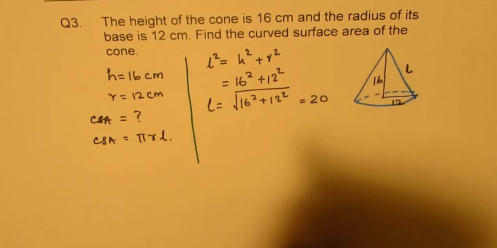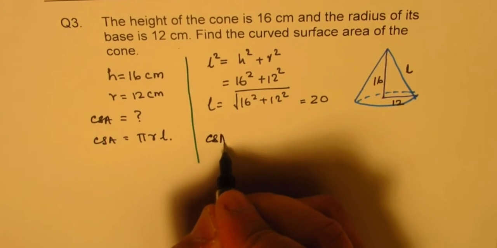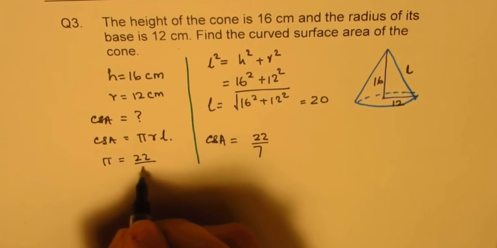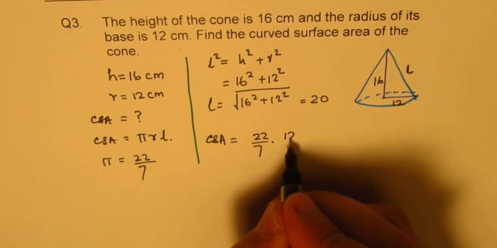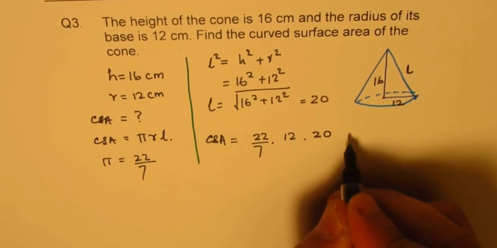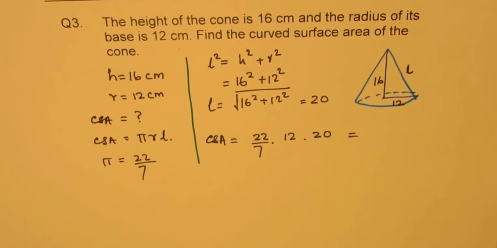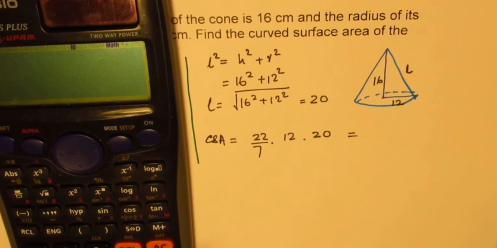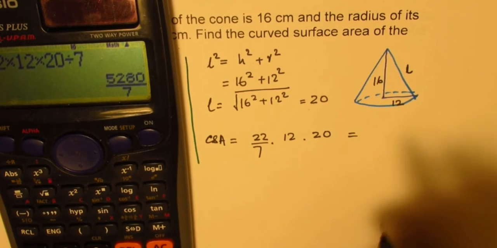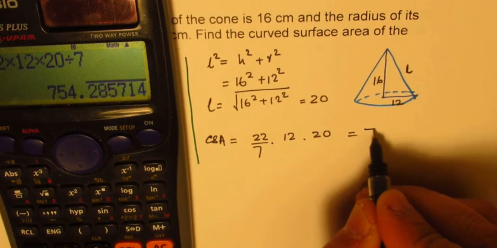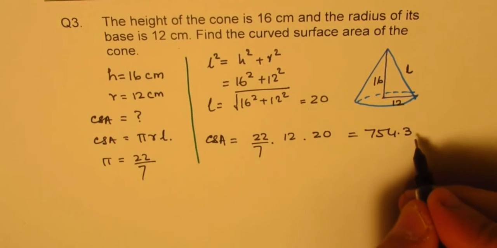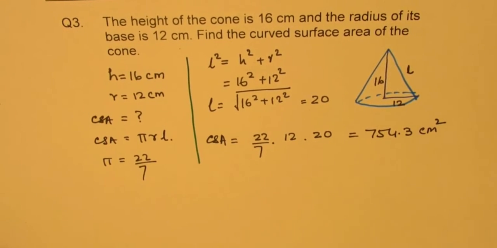So when you have the slant height, now you know the curved surface area is equal to 22/7. That is the value of pi which I am going to use. R is 12 and L is 20. Correct? So we can just calculate. It doesn't really help in this particular example. You could simplify, but right. So 22 times 12 times 20 divided by 7 is equal to, in decimals, we get a value which is 754.3, and the units will be centimeter square. So square units. Perfect. So that's how you'll do it.